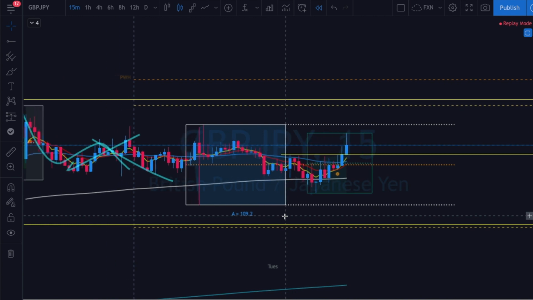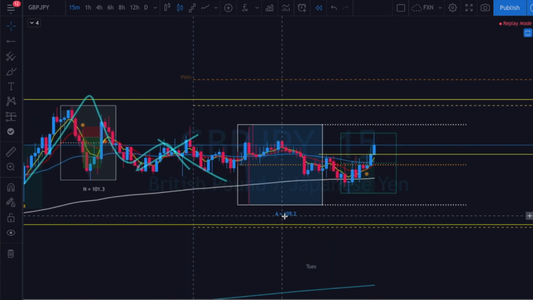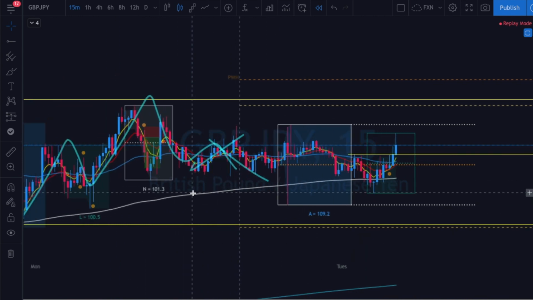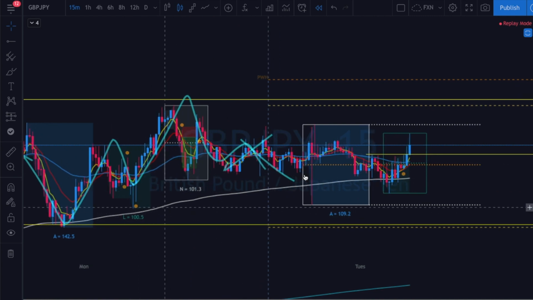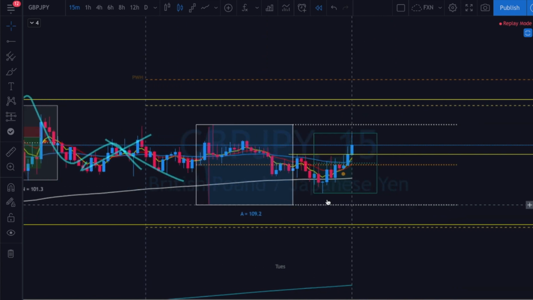And the only reason this becomes even relevant of a trade is because we know the behavior, because we already saw it the previous day. We saw that basically the 200 prevented price from going all the way down. And this is doing the exact same thing.